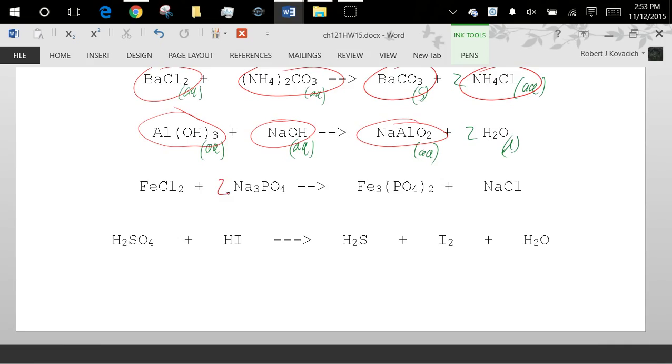When I put that 2 in front of that sodium phosphate, I balanced out my oxygens and my phosphates in one swap because the polyatomic ion did not change form. So now I know I've got 6 sodiums on that left side, so I'm definitely going to need to put a 6 right here. That gives me 6 chlorides on the right, which means I need to put a 3 in front of my iron 2 chloride. And then you're done, right?